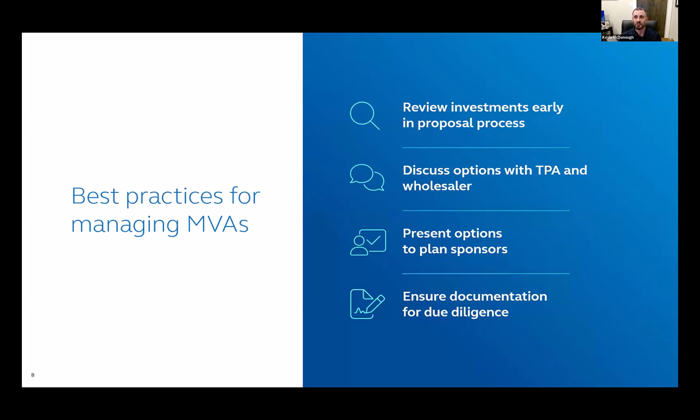Figure out those options, and then ultimately present those options to the plan sponsor and the client and go through those. And then again, make sure you document everything and go through that due diligence process with your provider and your client. So again, I flew through that pretty quickly. But again, at Principal, we have a few choices and options to help clients through that.